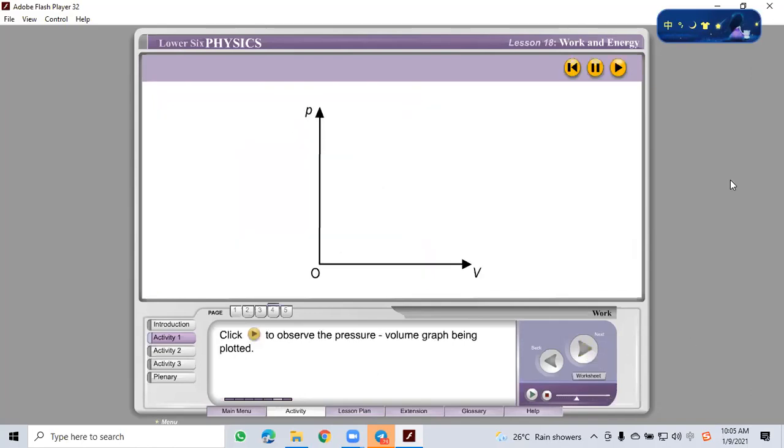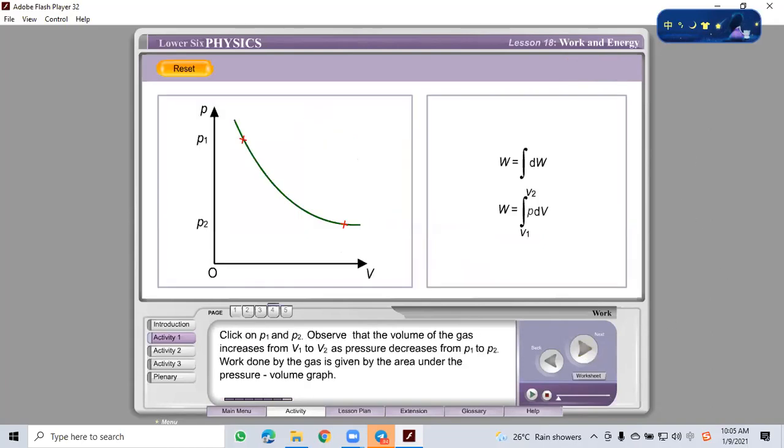Click the play button to observe the pressure volume graph being plotted. Click on P1 and P2. Observe that the volume of the gas increases from V1 to V2 as pressure decreases from P1 to P2. Work done by the gas is given by the area under the pressure volume graph.